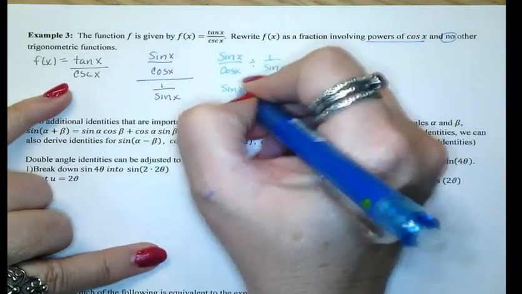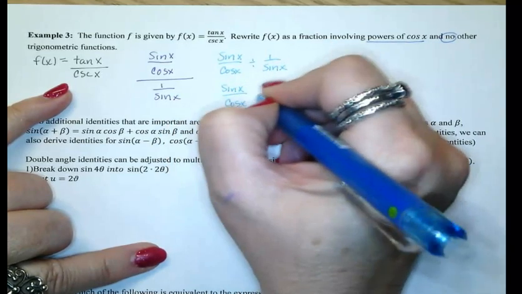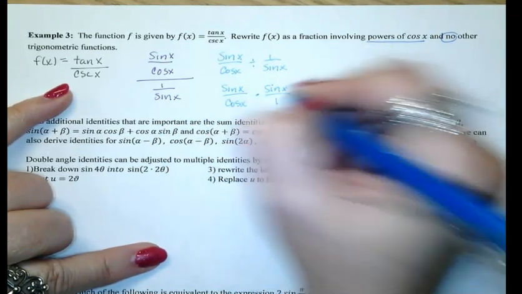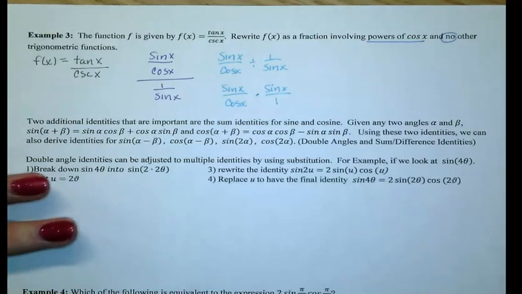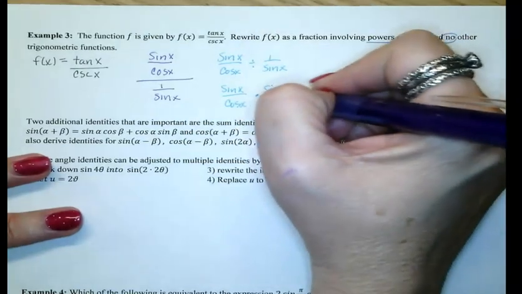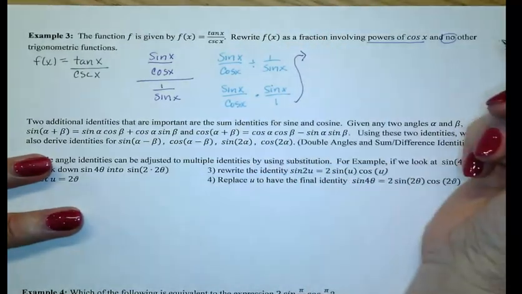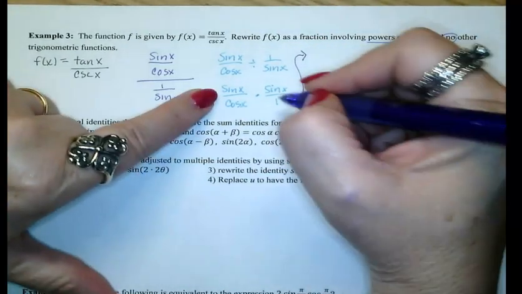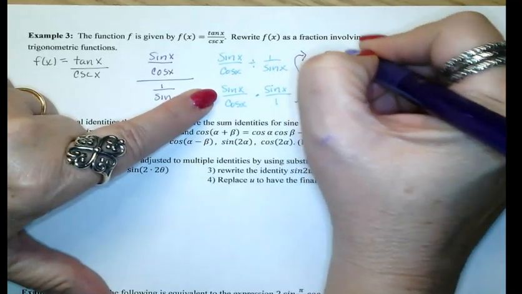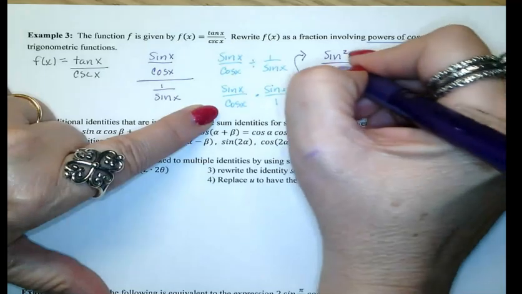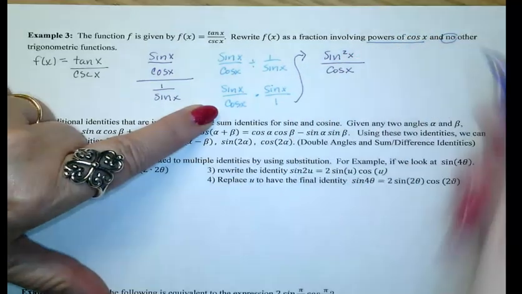So we have sine x over cosine x times sine x over 1. Once we get to this point, what would be the next step? I'm going to bring it up here. I'm going to multiply the tops and multiply the bottoms. So sine x times sine x is sine squared x over cosine x times 1, which is cosine x.